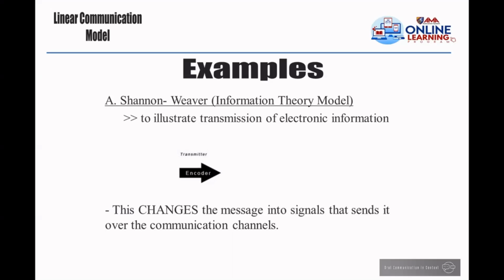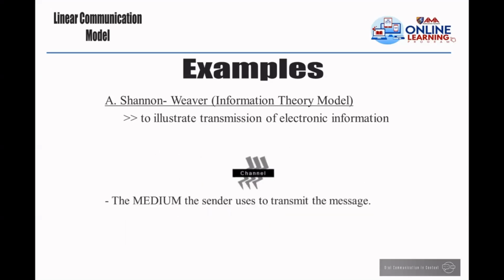This could be the mobile company or internet provider that we use in sending electronic information. For the mobile company, the Smart, the Globe, the TM, TNT, GOMO, and others, or the Sun. Internet providers, the PLDT, the Globe, the Sky Broadband, and others. Those can be the transmitter or the encoder.